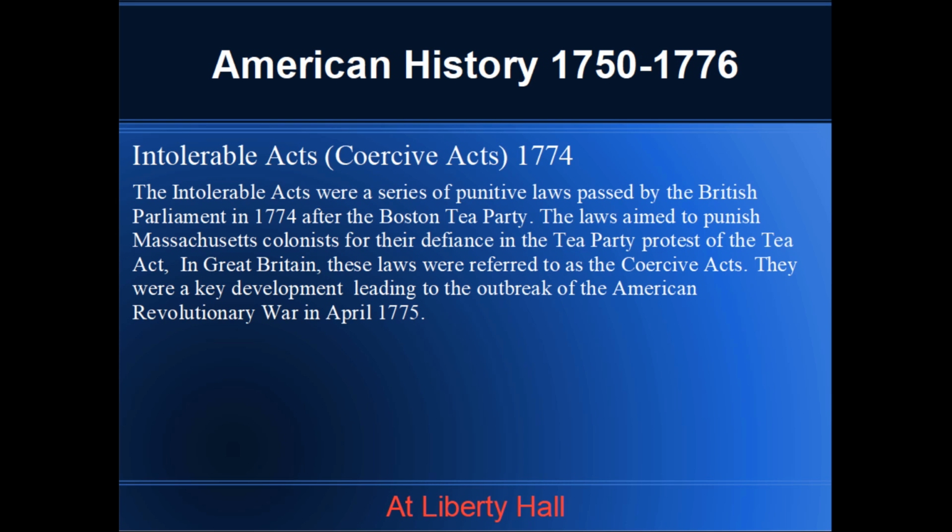Intolerable Acts, Coercive Acts, 1774. The Intolerable Acts were a series of punitive laws passed by the British Parliament in 1774 after the Boston Tea Party. The laws aimed to punish Massachusetts colonists for their defiance in the Tea Party protest of the Tea Act in Great Britain. These laws were referred to as the Coercive Acts. They were a key development leading to the outbreak of the American Revolutionary War in April 1775.